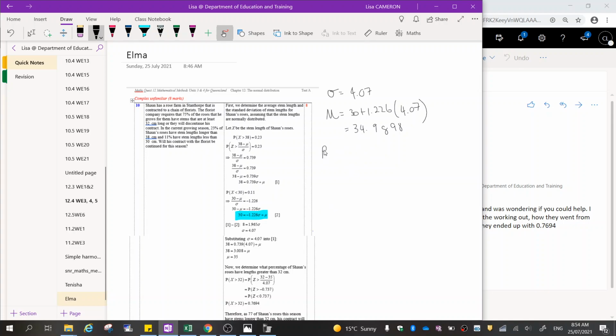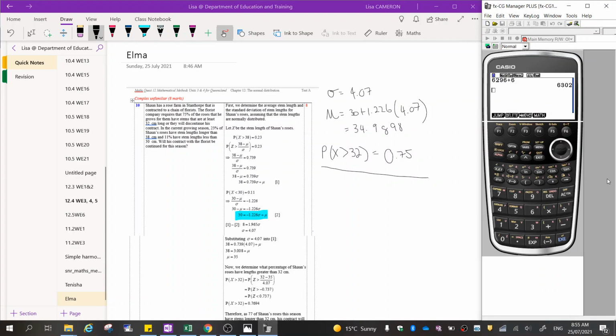We want the probability that his roses are greater than 32 to be 0.75. That's the statement that we're testing. Anything larger and he gets to keep the contract. So there's two different ways to do this. We're going to go through both of the ways, and I'm going to show you on my trusty calculator here.